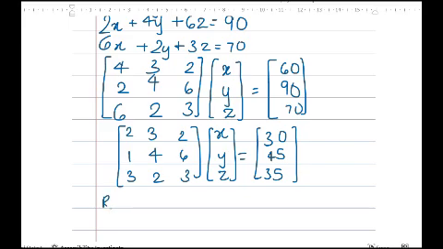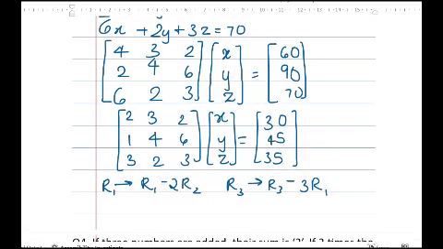You can multiply 1 with anything and subtract it. So if I do R1 minus 2R2, and in R3 I do R3 minus 3R1. That will help you get rid of this x variable. Okay, both places here you will get a 0. So now let us do the subtraction.